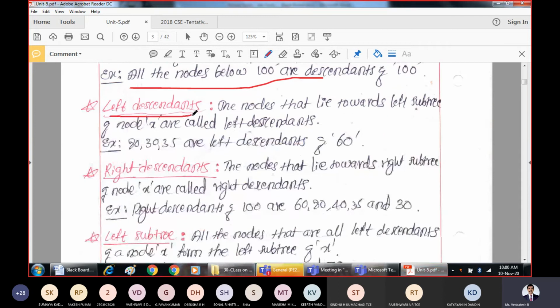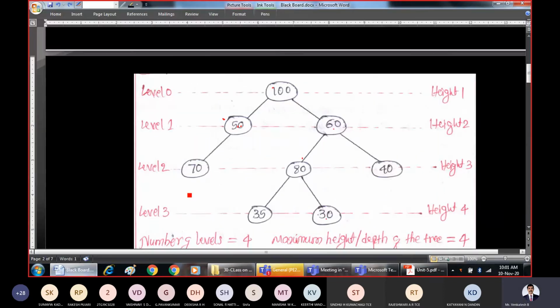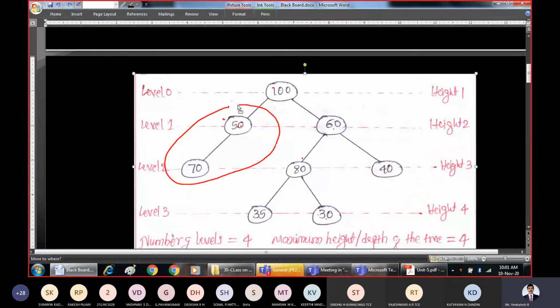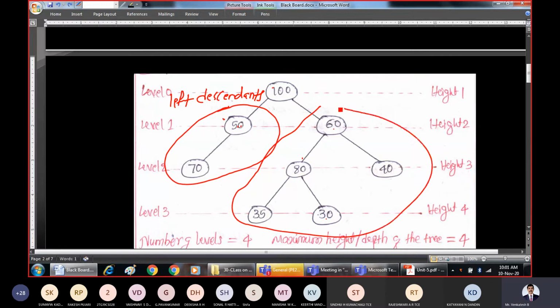Coming to the next, left descendants and right descendants. The nodes that lie towards the left side, the left subtree of the node, are called left descendants, and those to the right are called right descendants. For example, for 100, all these nodes are descendants. Now, the nodes lying towards the left side are called left descendants, and the nodes lying towards the right side are called right descendants.